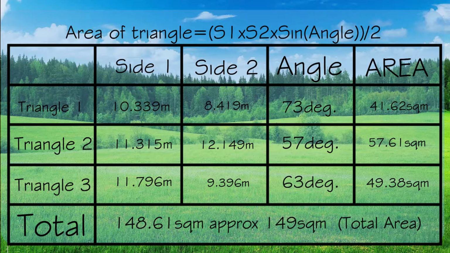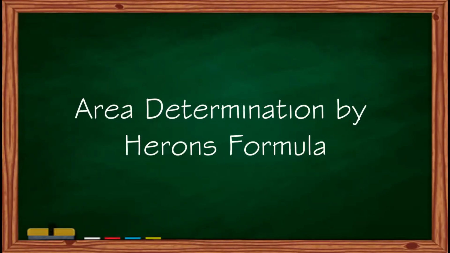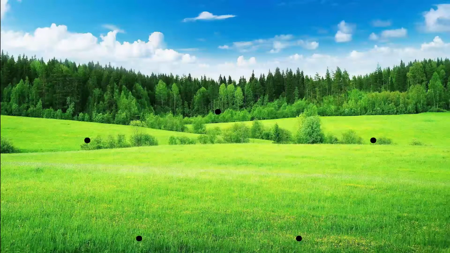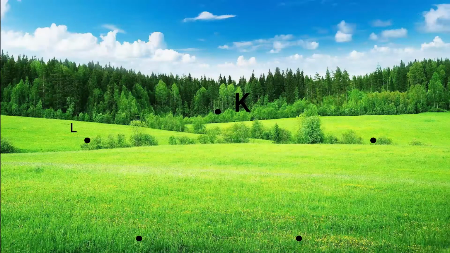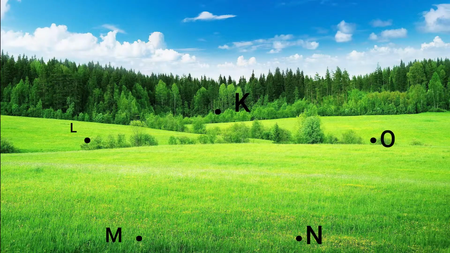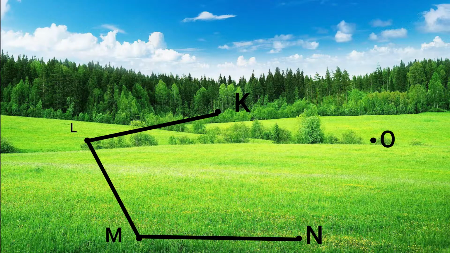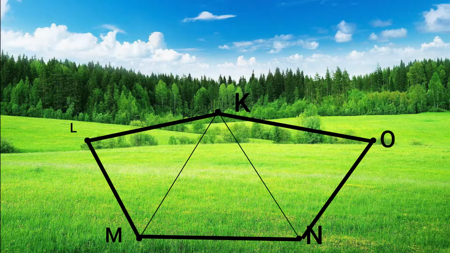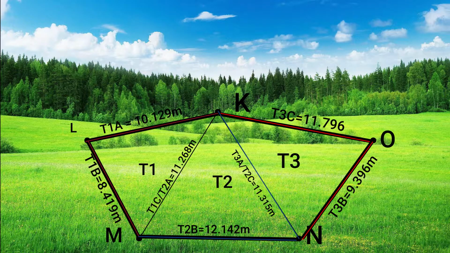Lastly, for the third and final method, area determination by Heron's formula. The same points will be used but will be designated as K, L, M, N, and O. Connect the points to form a shape and divide it into 3 triangles. Now, start with any of these 3 triangles.